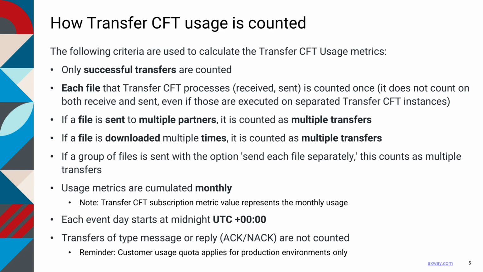The TransferCFT usage metrics are determined based on specific criteria to ensure accurate measurement of file transfers. Only successful transfers contribute to the usage count. TransferCFT calculates additional transfer counts in specific scenarios. If a file is sent to multiple partners, each recipient is recorded as a separate transfer. Similarly, when a file is downloaded multiple times, each download is counted individually. Additionally, if a group of files is sent using the Send Each File Separately option, each file within the group is counted as a distinct transfer.